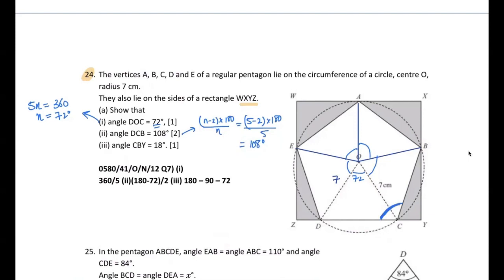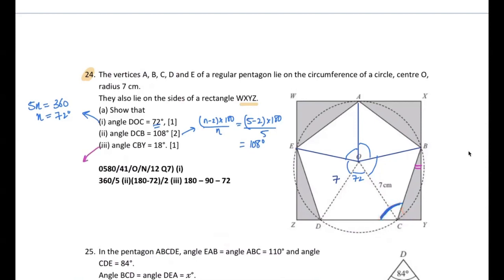Okay, now the next part says angle CBY is 18. You need to show that angle CBY, meaning this angle. Mark the angle on the diagram. So if the interior angle is 108, what is the exterior angle going to be? 72. 72, right. 180 minus 108.